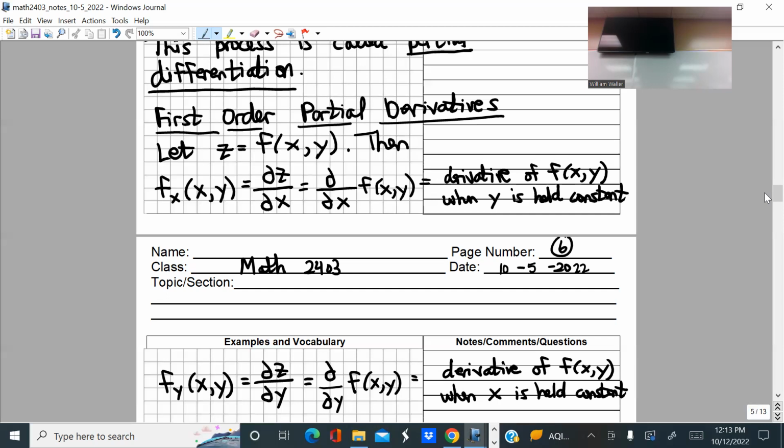You can also hold x constant. If you hold x constant, then you're differentiating with respect to y, and you get parallel notation, except it involves y instead of x. But let's draw a picture of that.